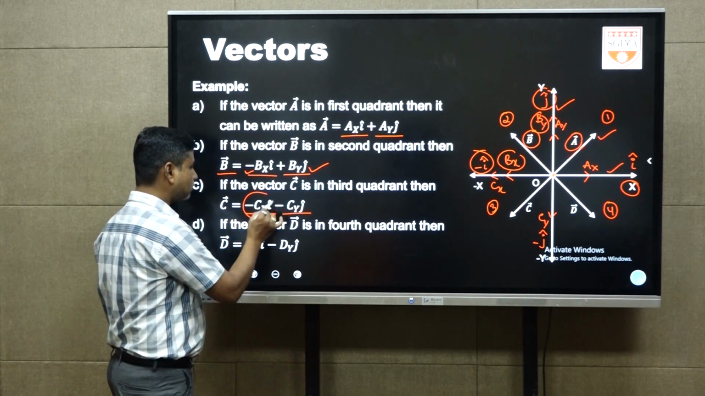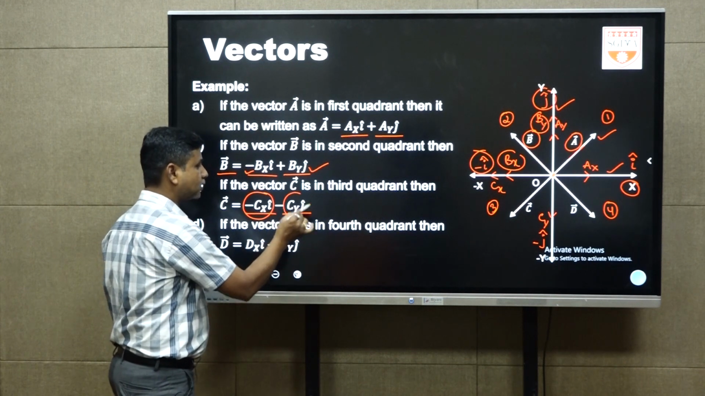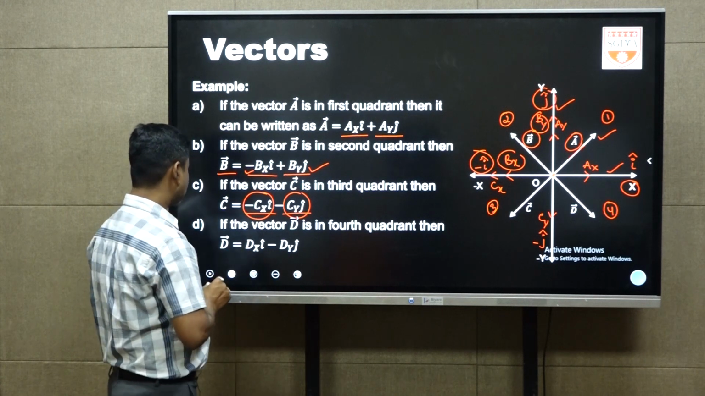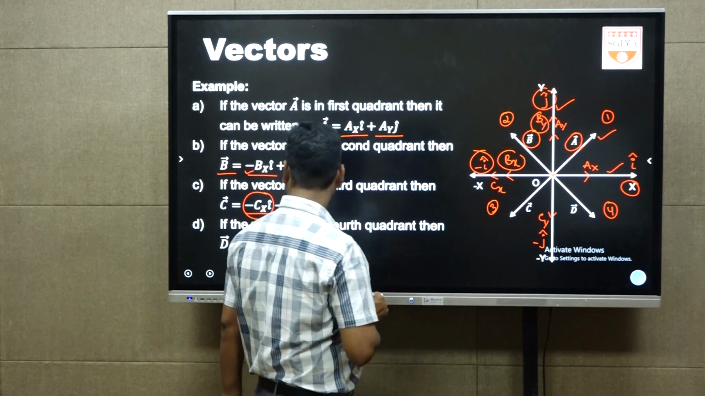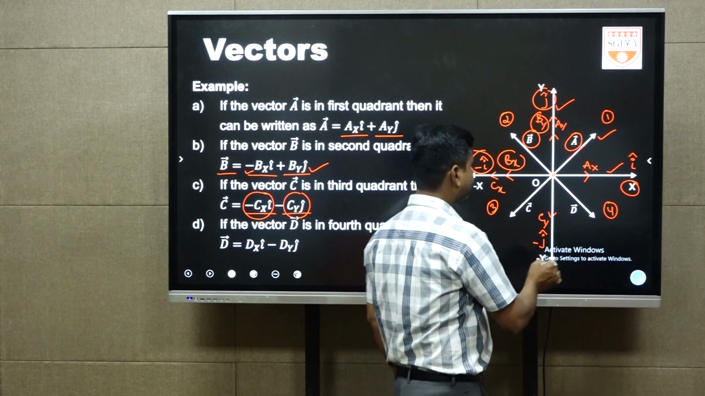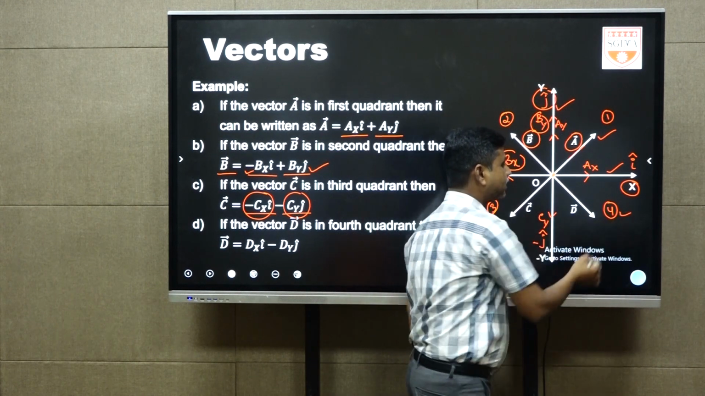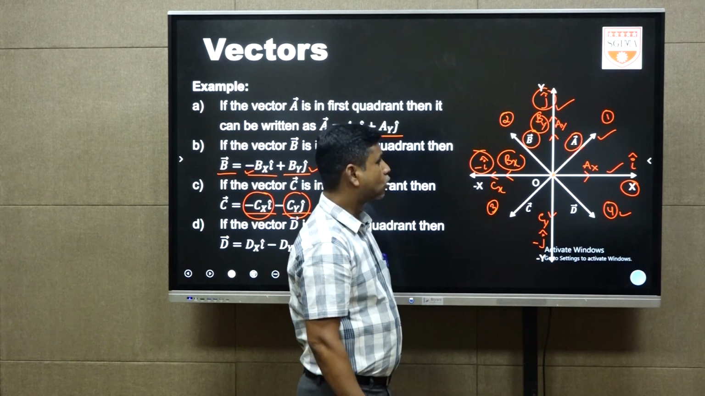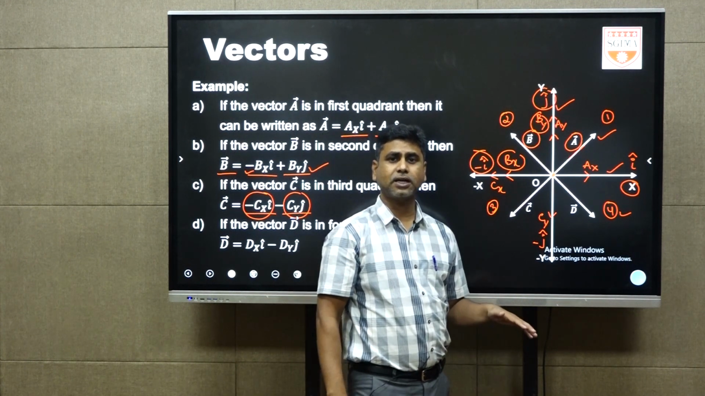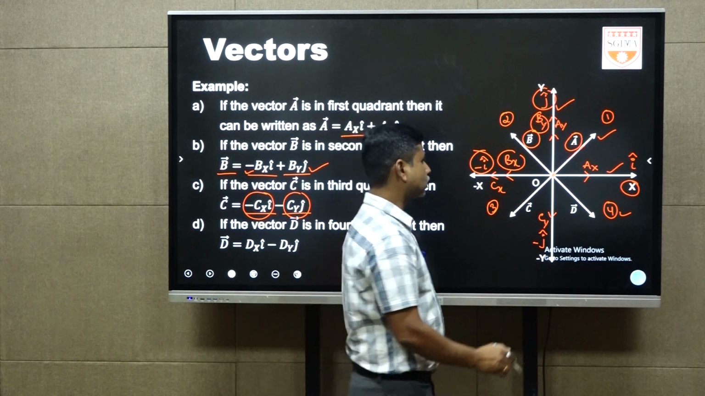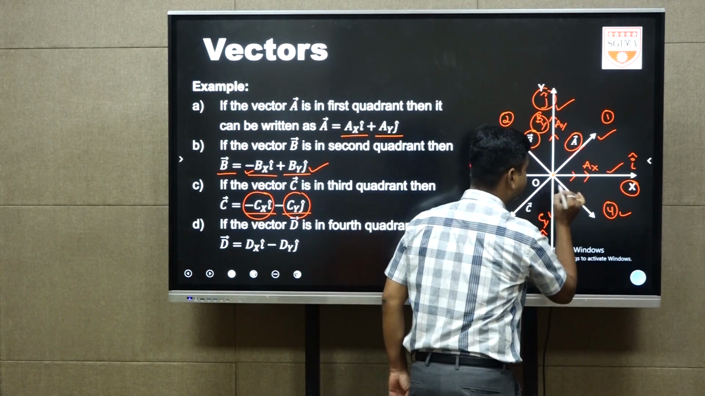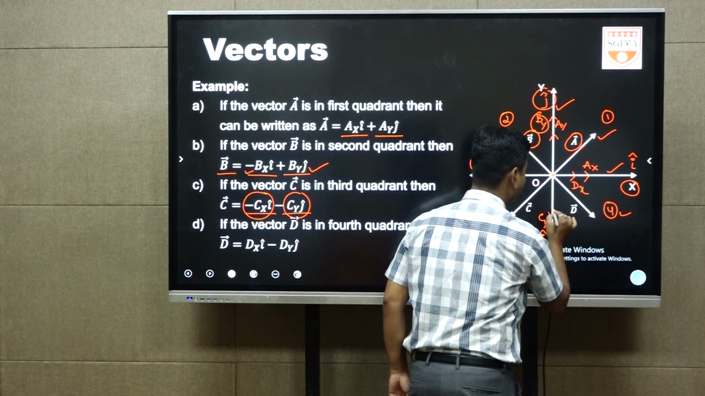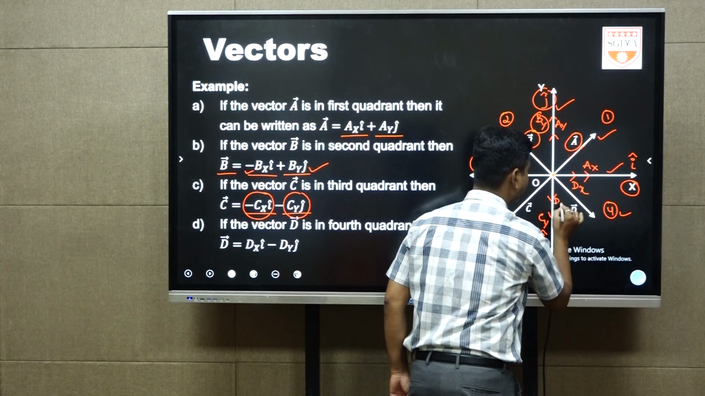This is one of the rectangular components, it is another rectangular component. Next, the fourth point is about the fourth vector, D bar vector. If the vector D bar is in the fourth quadrant, then for this also we will take two components. One is the horizontal component, another one is the vertical component. Along the x direction, it is Dx. Along the y direction, the component is Dy.